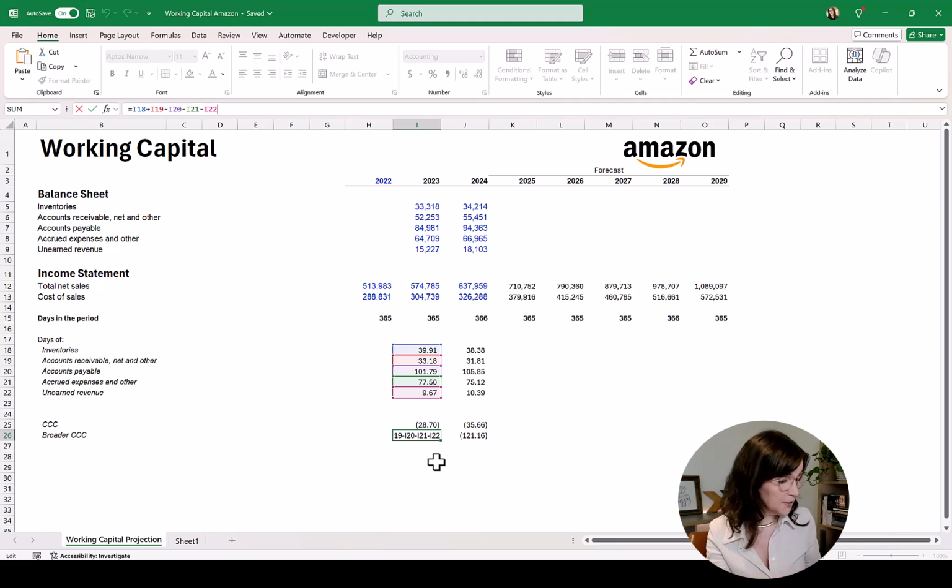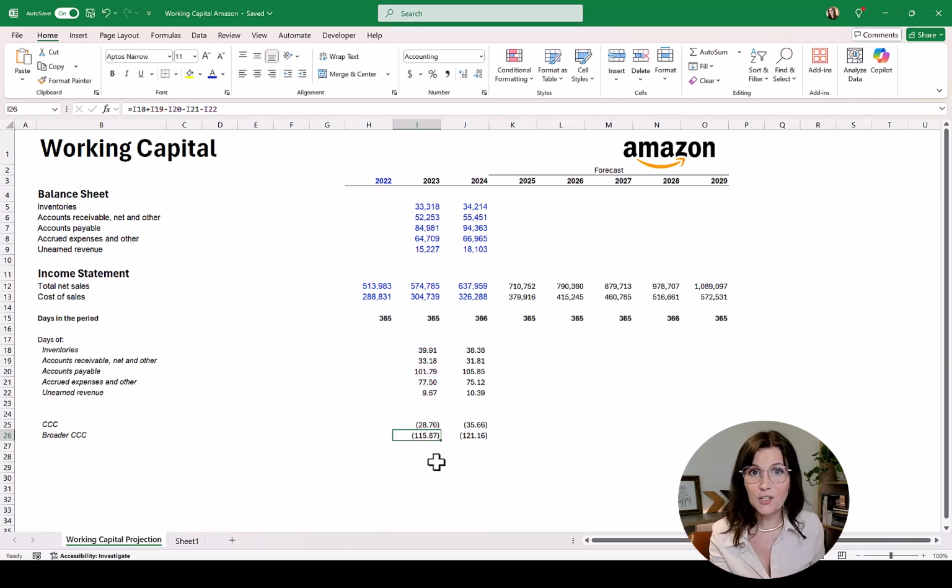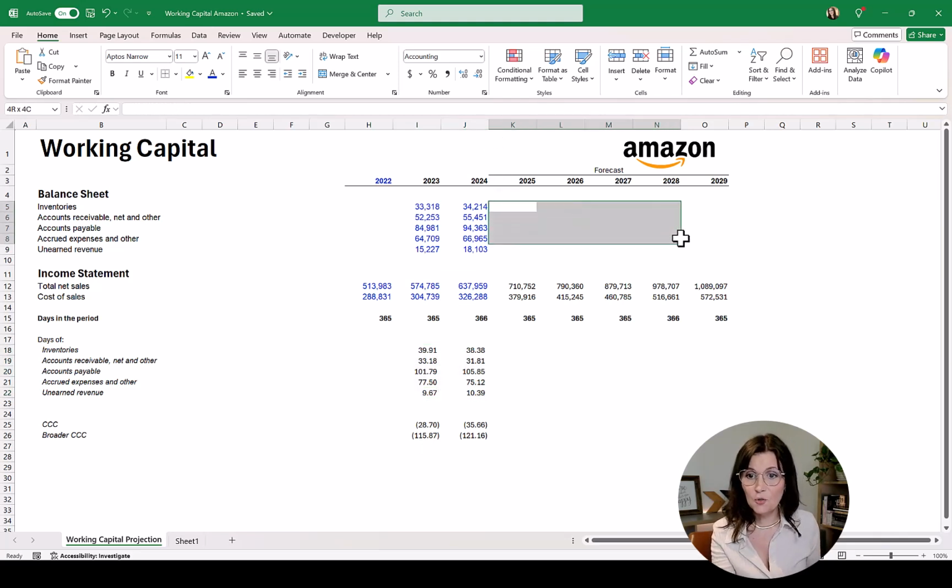So if you see on a broader perspective, we see that Amazon actually received money way before it had to pay. And if you see the logic behind this, unearned revenue, for example, it receives money before it even renders the service, which is probably AWS. So you see here, unearned revenue brings a much better situation to the cash conversion cycle. So the broader cash conversion cycle is even better, 115 days. So we are going to use those drivers here to project those accounts in the future.